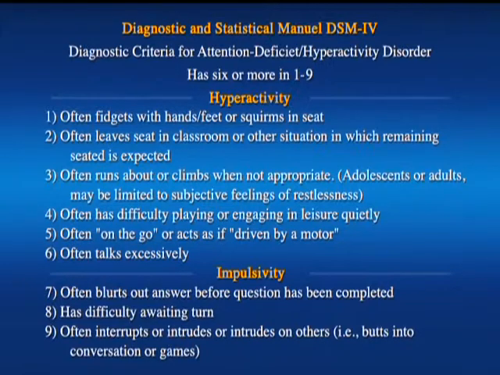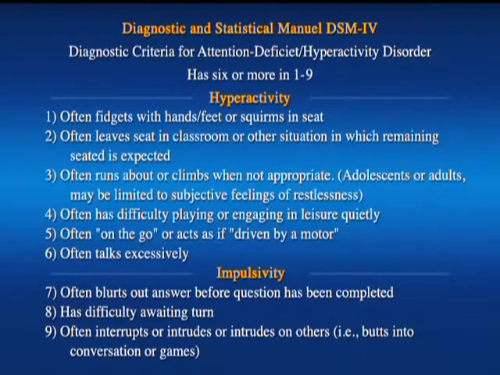Under hyperactivity, 1 through 6: 1, often fidgets with hands, feet, or squirms in the seat. 2, often leaves seat in the classroom or other situations in which remaining seated is expected. 3, often runs about or climbs when not appropriate. Adolescents or adults may be limited to subjective feelings of restlessness. Often has difficulty playing or engaging in leisure activity quietly. Often on the go or acts as if driven by a motor.